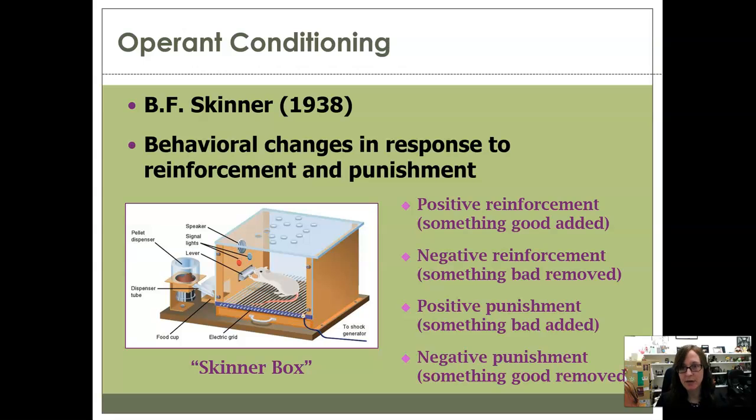Losing your license for a DUI or excessive speeding. That is something good removed. It's now an inconvenience. You don't have your license. So you're probably not going to drive under the influence or excessively speed again. That's kind of the idea.